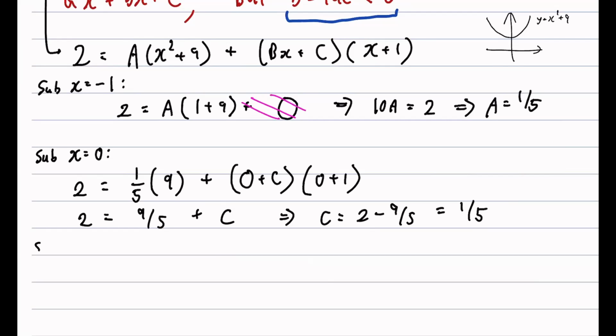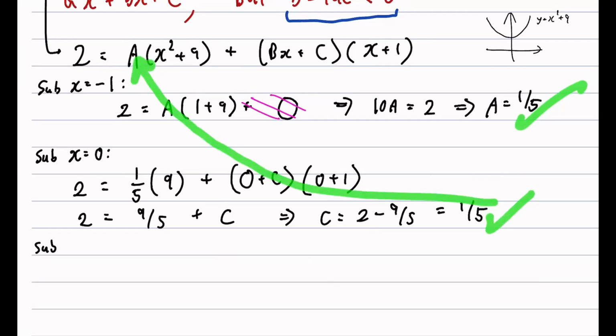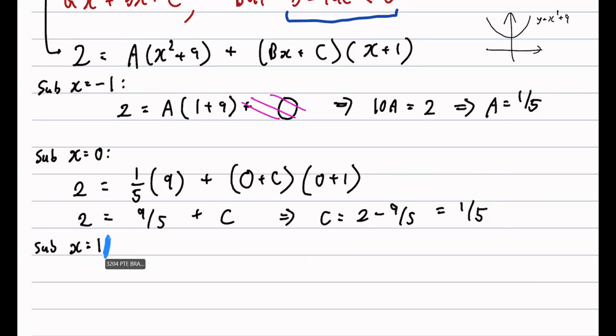Now how to solve for b? Remember you've got a and you've got c, so you must substitute in a, substitute in c. Then you just pick another random value of x. 1. Just make sure it's different. Then the 2, because I chose 2, so my life is easy. I just have to write down 2. I don't need to sub in the x.